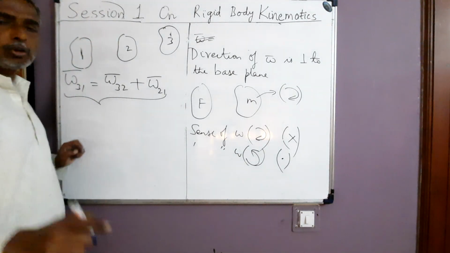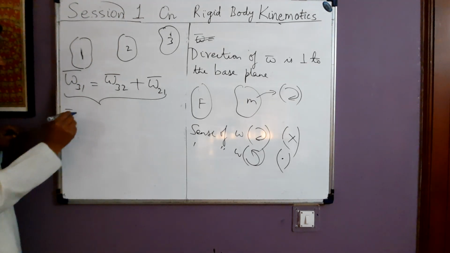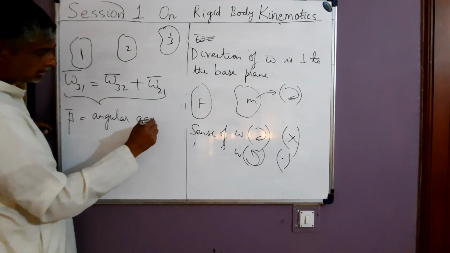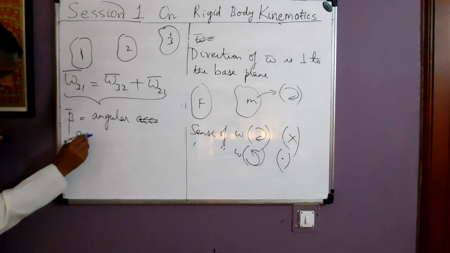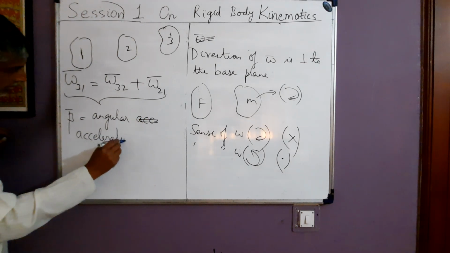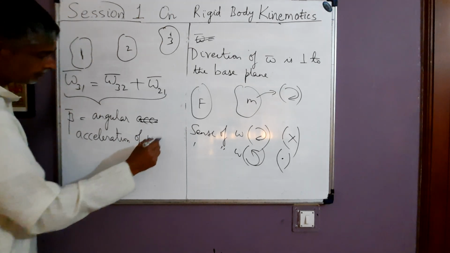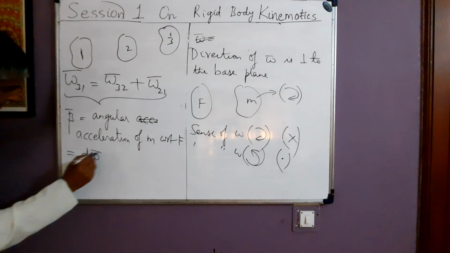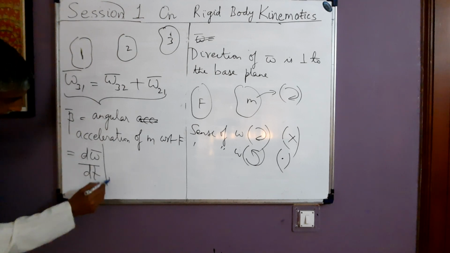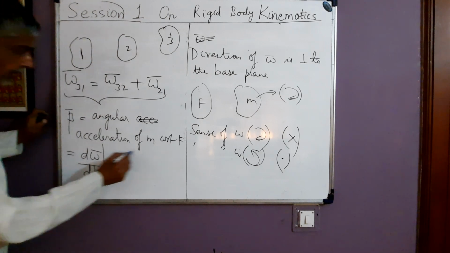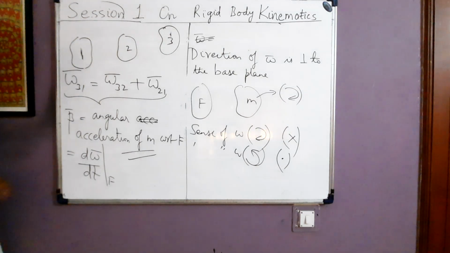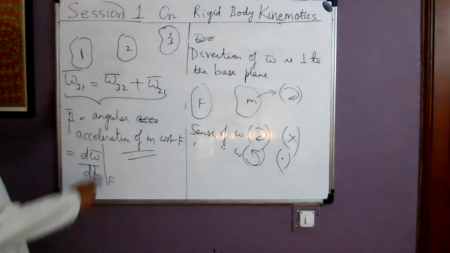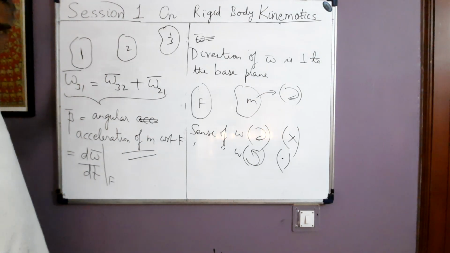As we define omega, we also define beta, angular acceleration. That is simply the derivative of angular velocity of m with respect to f at time t as seen from frame f. This is the angular acceleration of m with respect to f. Time rate of change of angular velocity of m with respect to f at time t. That is the angular acceleration of m with respect to f. Okay, fine.